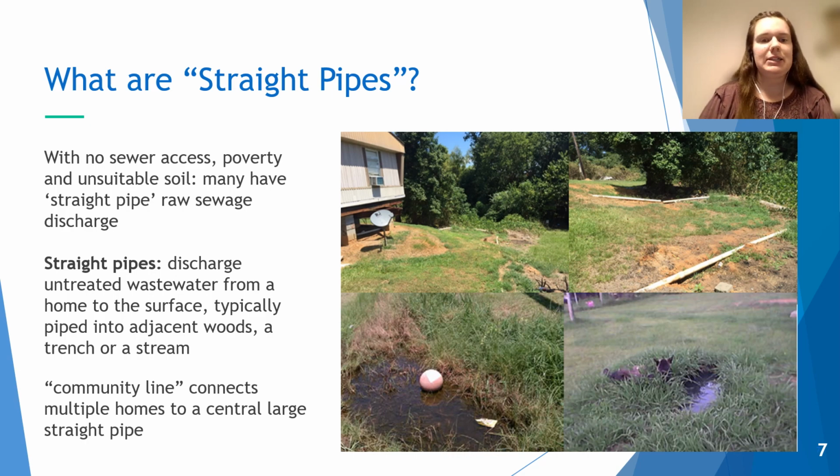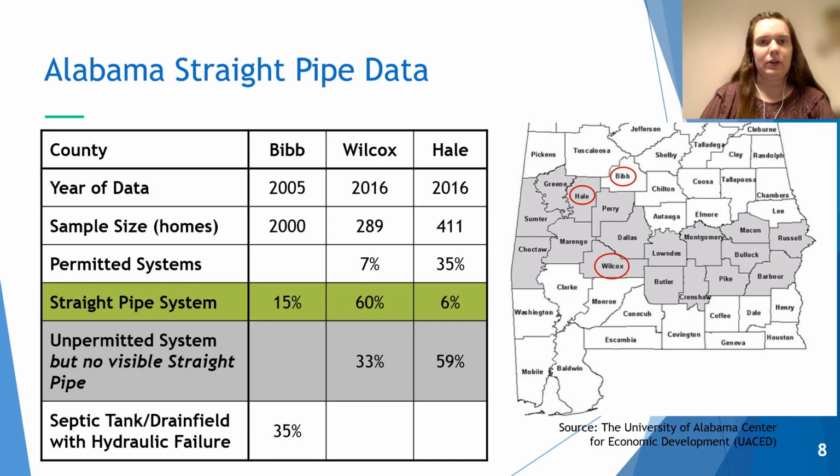There are some areas that have community lines that connect multiple households to a large centralized straight pipe. There have been surveys of straight pipe use in 3 different counties. Bibb County is not within the traditionally defined Black Belt counties, but in 2005, 15% of the homes surveyed did have straight pipe systems there, and 35% of them had septic tank and drain fields that had hydraulic failure.